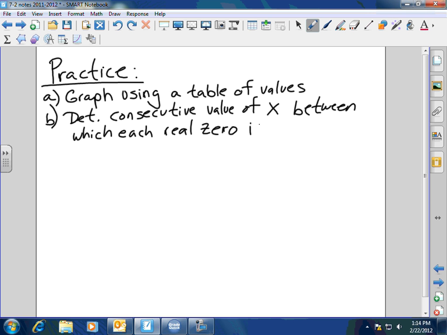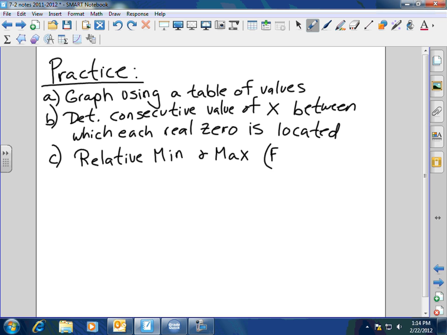Thank you. Each real zero is located. And C, they want you to find the relative min and max. And they're nice, they say estimate. So those are the directions.